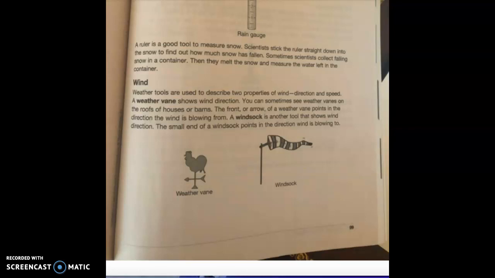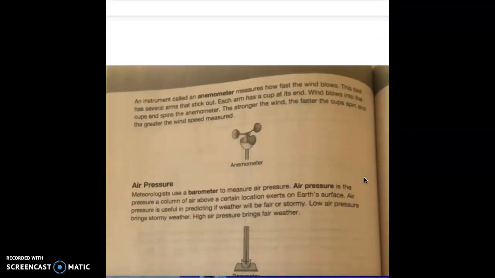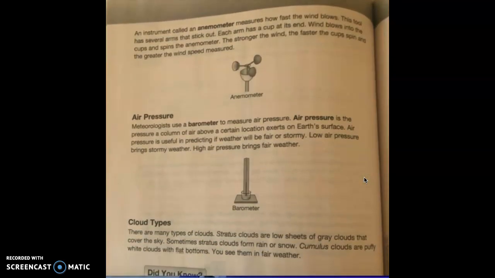A windsock is another tool that shows wind direction. The small end of a windsock points in the direction the wind is blowing. An instrument called an anemometer measures how fast the wind blows. This tool has several arms that stick out. Each arm has a cup at its end. Wind blows into the cup and spins the anemometer. The stronger the wind, the faster the cups spin, and the greater the wind speed measured.